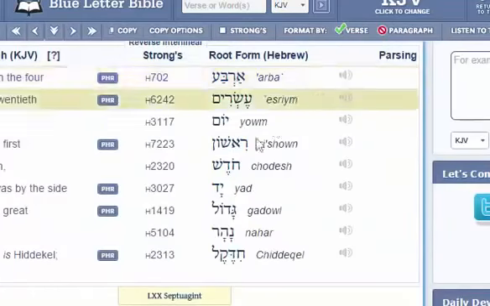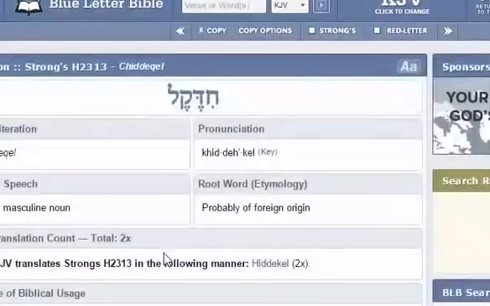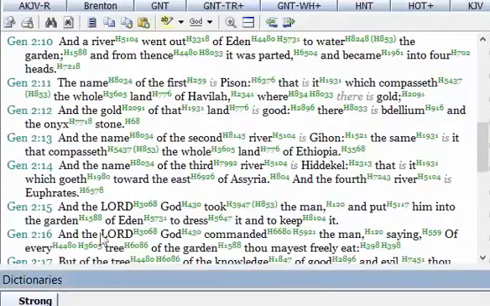Okay. Now, when you go here, the Hebrew word is Chiddekel, and in this particular instance it means rapid, and they were correct. One of the rivers of Eden, which coursed east toward Assyria, better known as the Tigris, the Septuagint equivalent. So the Tigris River is the Hiddekel River, so you could understand. Okay, so when it says, and the name of the third river is Hiddekel, that is the Tigris River, which goeth towards the east of Assyria.